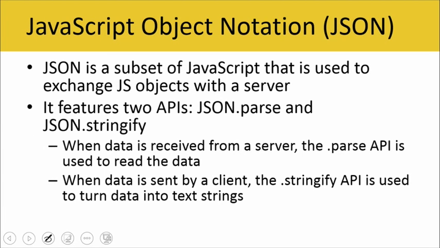With JavaScript, we typically are going to find ourselves using JavaScript object notation to do some of our parsing. And so it's called JSON, right? It's a subset of JavaScript that is used to exchange JavaScript objects with a server. And there are two APIs within JSON, right? You've got the .parse and .stringify APIs. When data is received from a server, the .parse API is used to just go ahead and do the parsing and actually read through the data and break it down into its smaller component parts. And then when the data is sent by a client, the stringify API is used to turn that data into strings so that it can be sent.